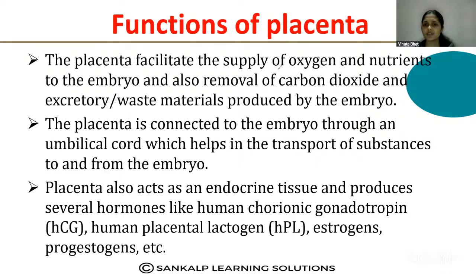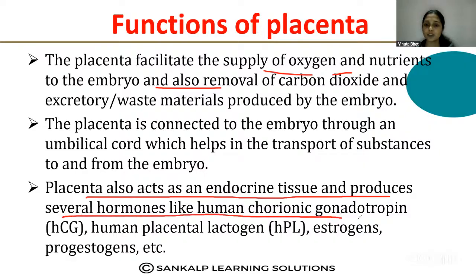You know that it transports oxygen and nutrients, and also helps in the removal of waste products. Mainly it acts as an endocrine tissue which produces several hormones like human chorionic gonadotrophin, human placental lactogen, estrogen, and the progestogens. So these are the hormones released by the placenta.